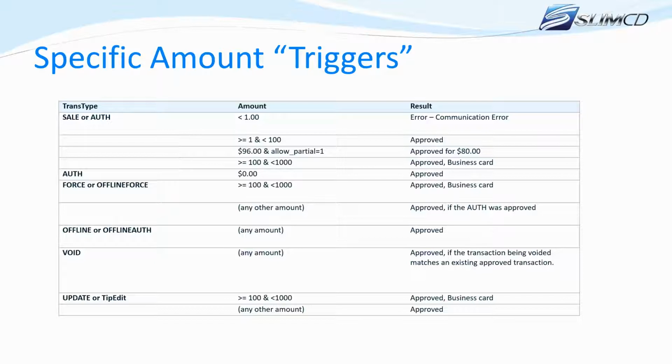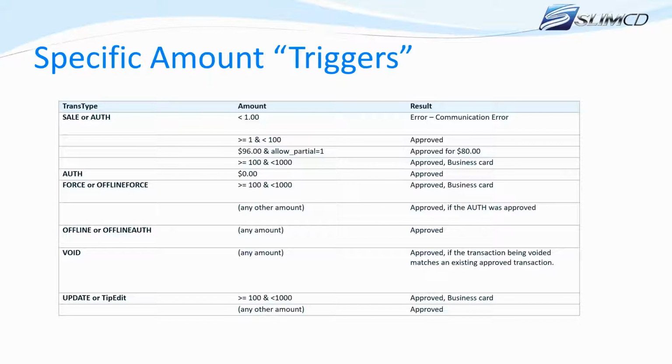So when using our simulator, anything less than $1, you get a communication error. You'll get approved up to $100 with one specific case of $96, and if you've allowed partial approvals, you'll ask for 96, but the approved amount that comes back in the reply, it's approved, but the approved amount is set to 80. So if you want to test partial approval functionality, which is used when you want to accept multiple forms of payment or gift cards, things like that, that $96 test with allowing partial approvals is a good one to use to test that.